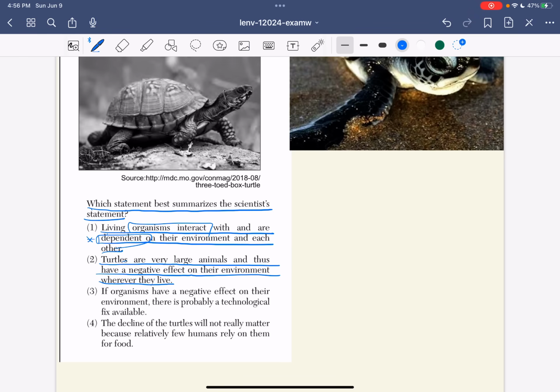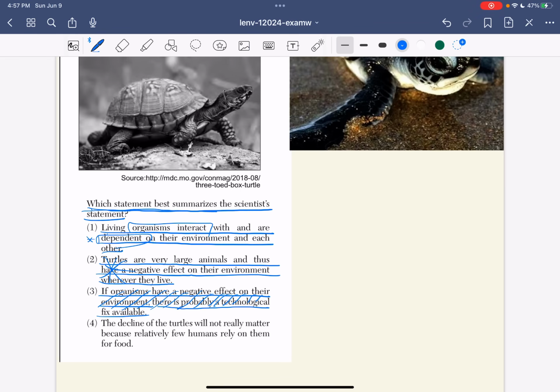Number 2, turtles are very large animals and thus have a negative effect on their environment wherever they live. How dare you call them big? Are you body shaming turtles? Answer number 2, it's definitely not 2. How dare you? Number 3, if organisms have a negative effect on their environment, there is probably a technological fix. What? I'm just going to cross this off because this is not what it's asking.